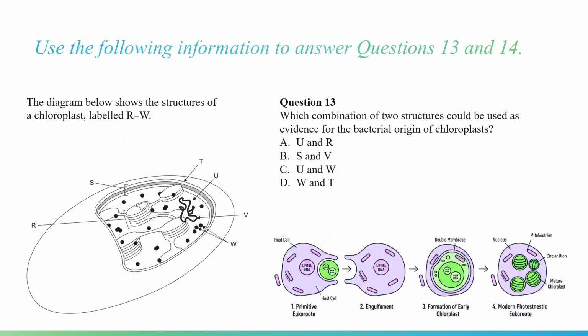The endosymbiotic theory proposes that chloroplasts originated from free-living cyanobacteria that were engulfed by a primitive eukaryotic cell. This theory is supported by several key similarities. Genetic material, both chloroplasts and cyanobacteria possess their own circular DNA. Membranes, both have double membranes. Ribosomes, they share similar types of ribosomes. Function, both use chlorophyll for oxygenic photosynthesis.